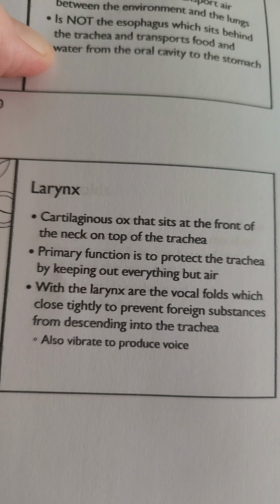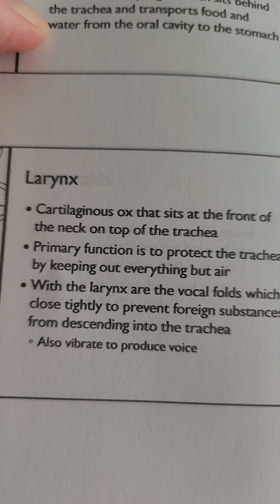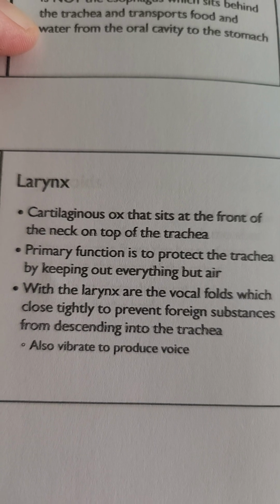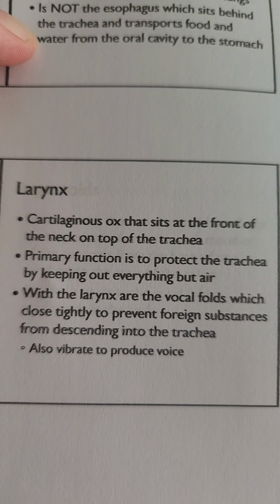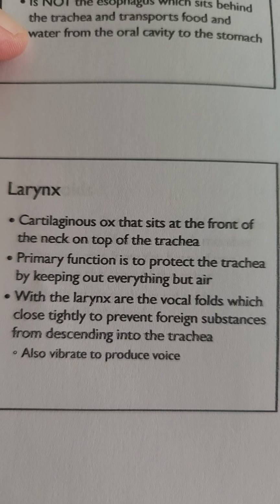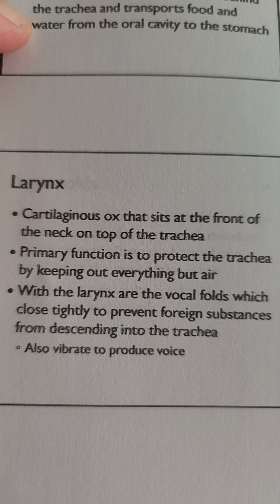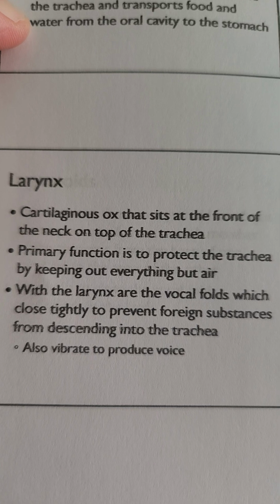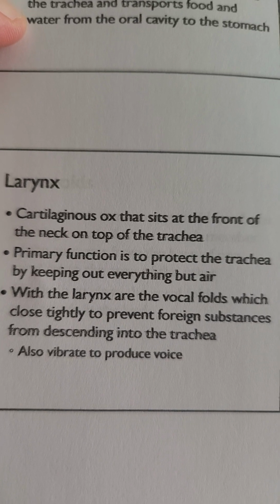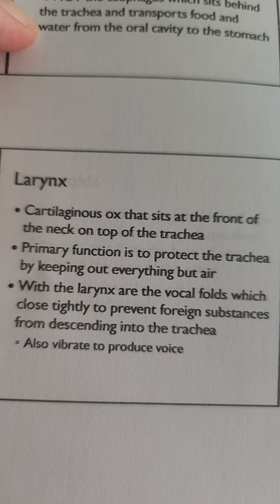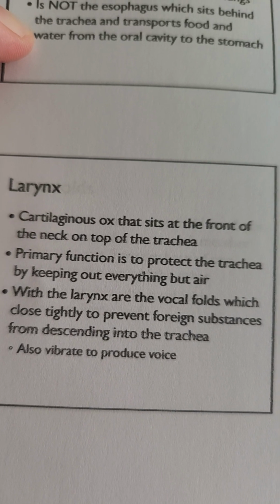The larynx is the cartilaginous box that sits at the front of the neck on top of the trachea. The primary function is to protect the trachea by keeping out everything but air. Within the larynx are the vocal folds, which close tightly to prevent foreign substances from descending into the trachea. They also vibrate to produce voice.